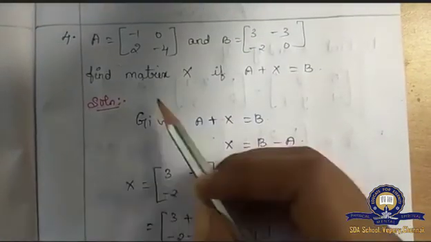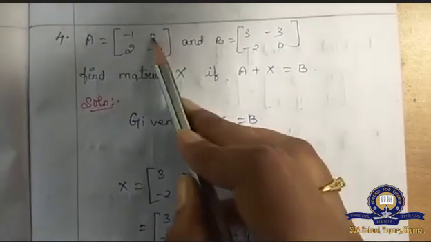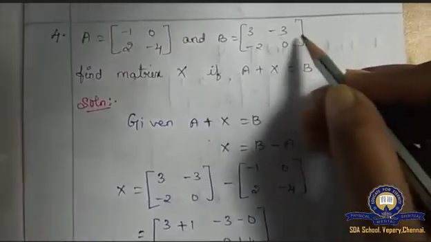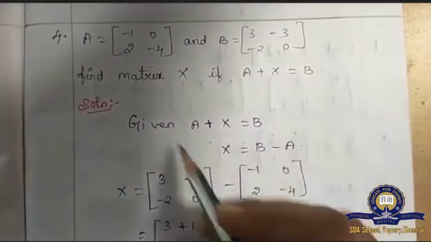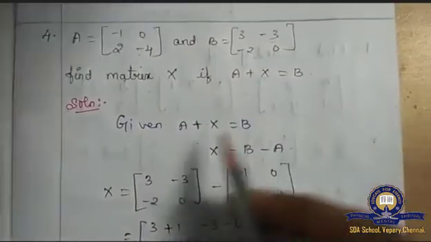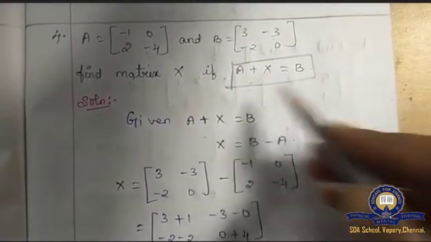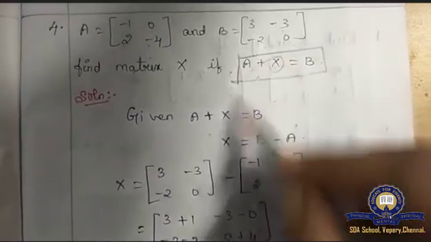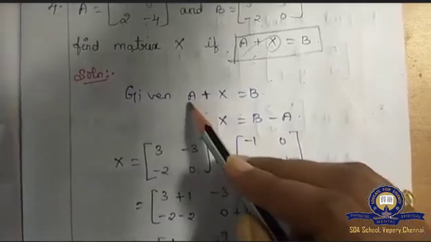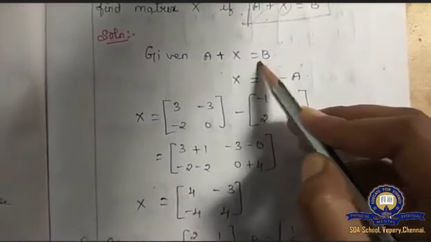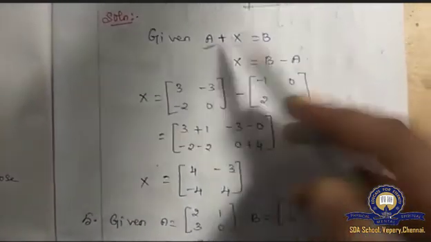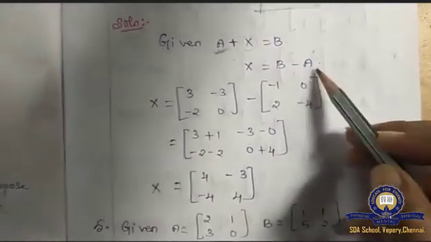The next problem is A is equal to minus 1, 0, 2, minus 4, and B is equal to 3, minus 3, minus 2 and 0. Find matrix X if A plus X is equal to B. So this is a given condition. From this condition we have to find only this X value. X is a matrix. Okay, so this given condition is A plus X is equal to B, right? So if you want to find the X, what we can do? Can I bring this A to the other side? It will become minus A.